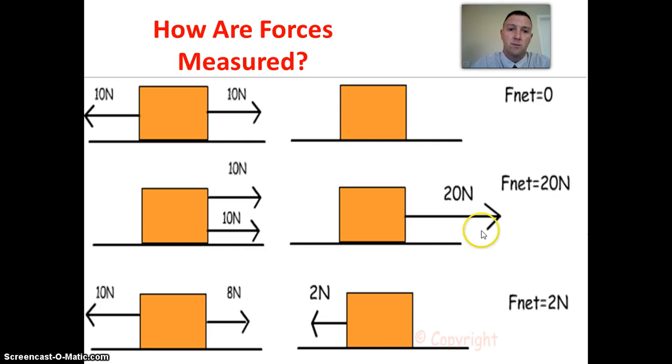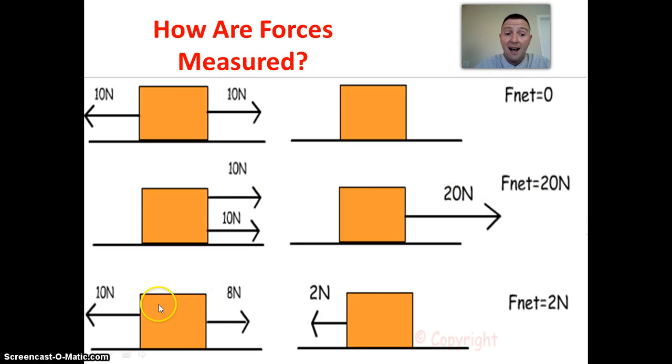All right? So if I have a 10 Newton force acting to the right and a 10 Newton force acting to the left, they cancel each other out. They add up, positive 10, negative 10, for a net force of 0. If I have a 10 Newton force to the right and another 10 Newton force to the right, so I'm pushing it with 10 Newtons, my buddy's pushing with 10 Newtons, the resultant vector is a 20 Newton force. Notice the arrow is twice as long. Net force is 20 Newtons, both going in the same direction.